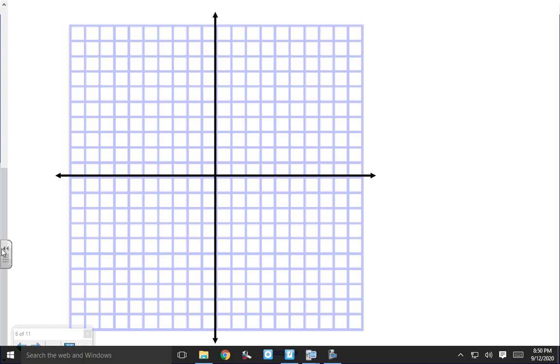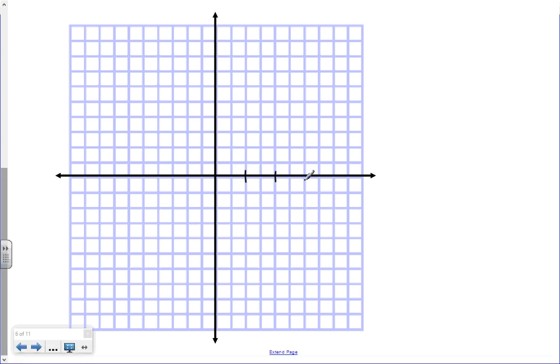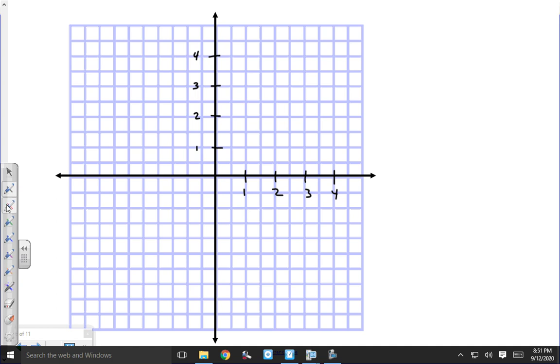I guess based on the data that I have here, let me change my scale a little bit. Let's make this, yeah, I think I can do this. 1, 2, 3, 4. And the y values, we'll do 1, 2, 3, 4. Yeah, I think we should be able to fit that on there. Oops, I don't have to go out to 5 there. All right, so let's plot these points here.